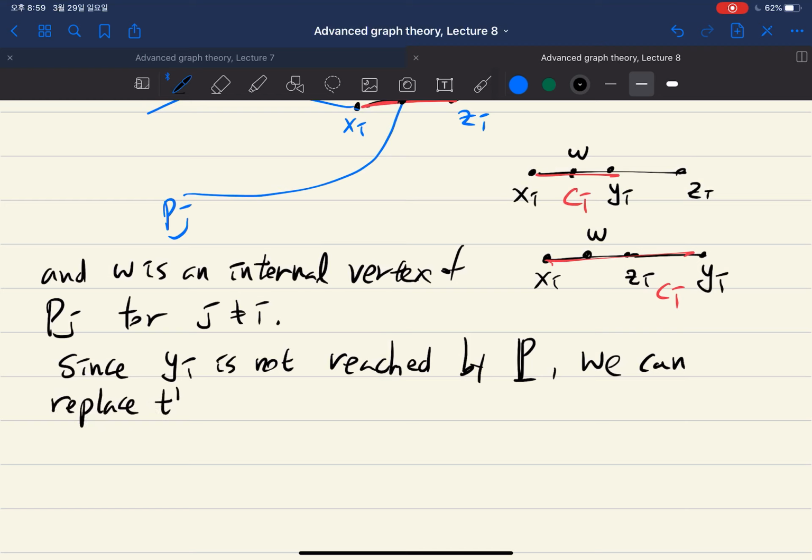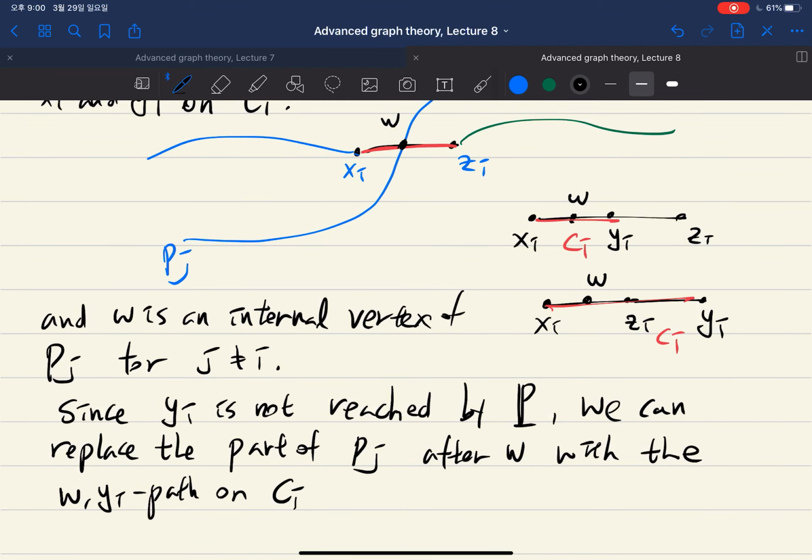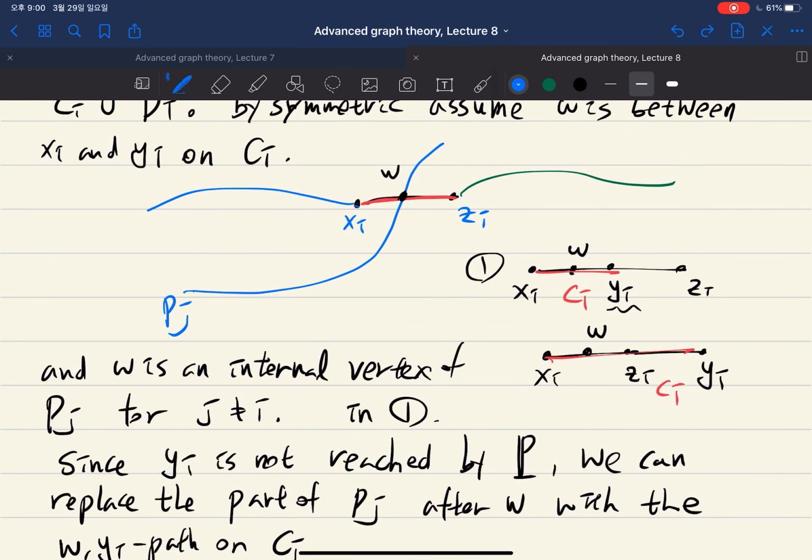replace the part of PJ after W with the W, YI, path on CI. So in this first case, let's say in case 1, this YI is not reached by P. So this PJ actually hits W, and then it connects to, say, XJ.